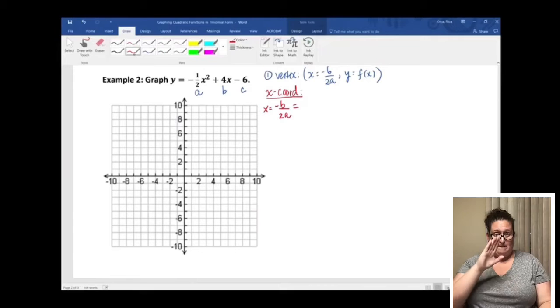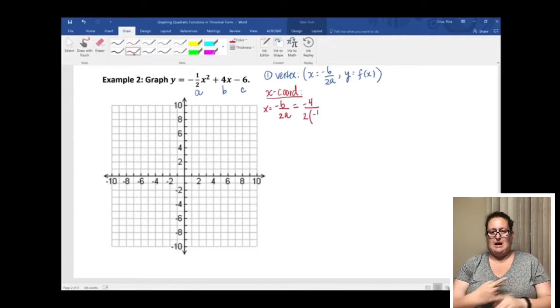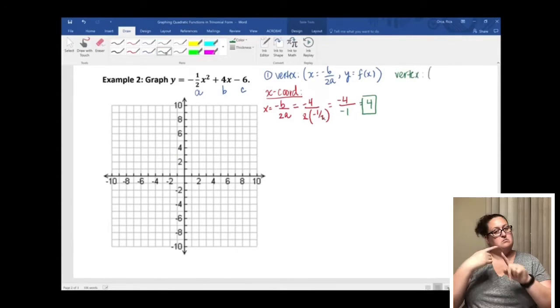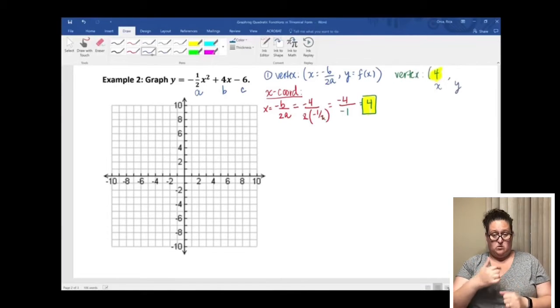Our b value is 4, so that's negative 4 divided by 2 times negative 1/2, which is going to give us negative 4 divided by 2 times negative 1/2. Well, the 2's will cancel out, and it'll leave us with just negative 1. Negative 4 divided by negative 1 is positive 4. So the x coordinate of my vertex is positive 4. So remember, we need an x and y coordinate.